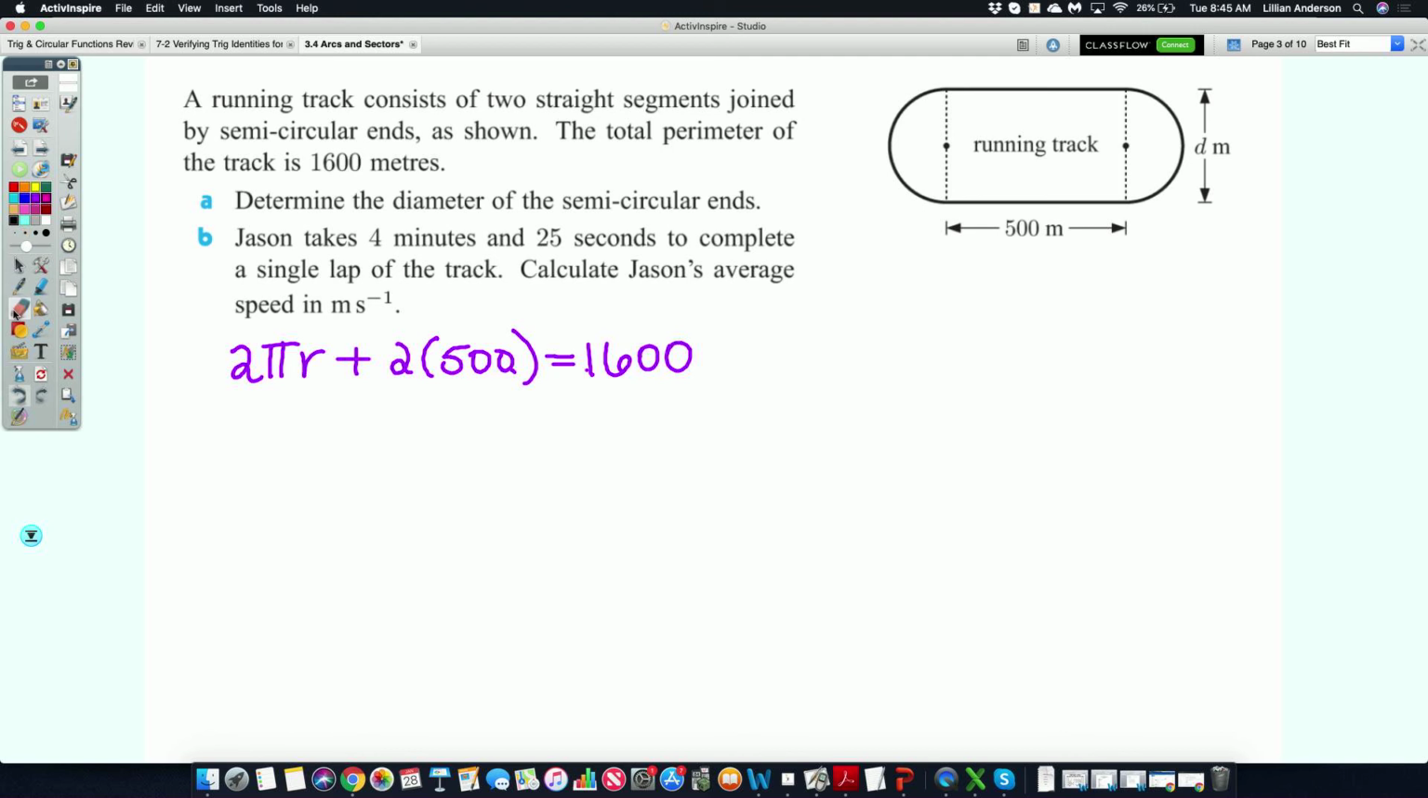Let's make it a tad bit easier on ourselves. What's another way to represent 2 pi r? Pi d. Pi d, and since we are looking for the diameter, let's use pi d instead of 2 pi r.